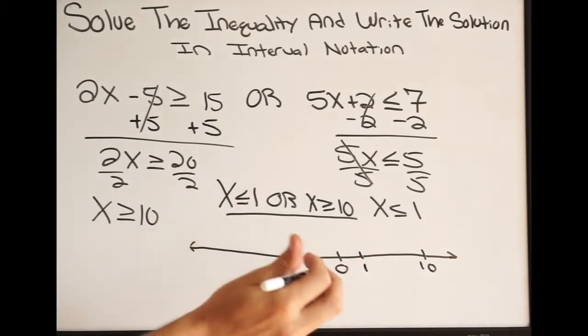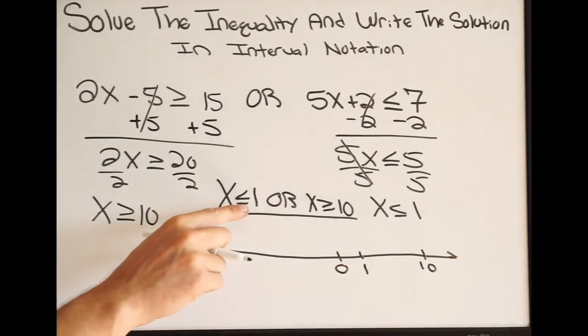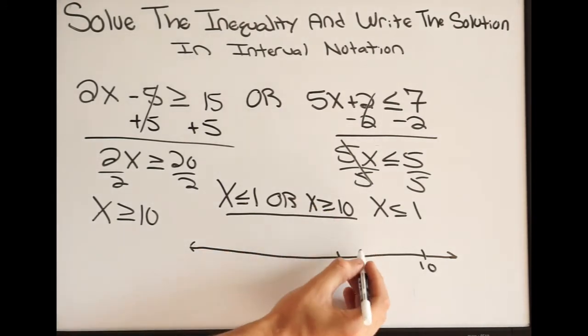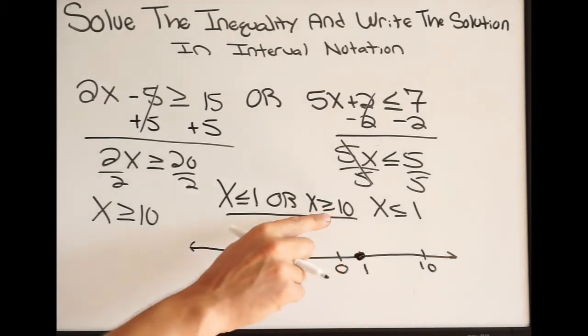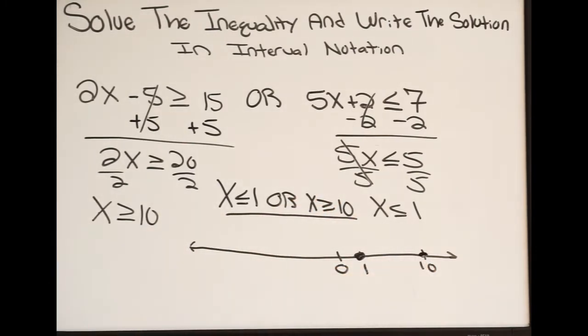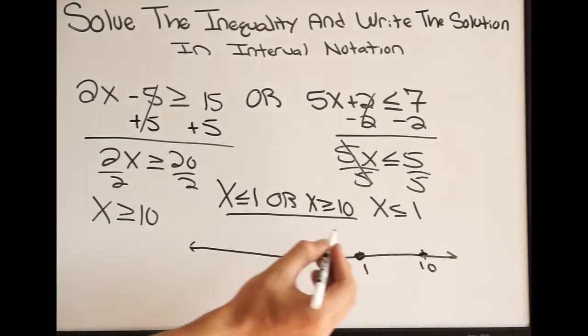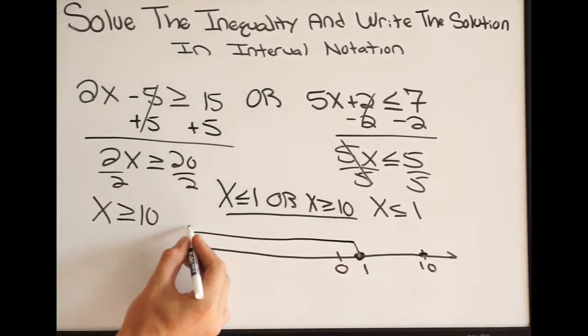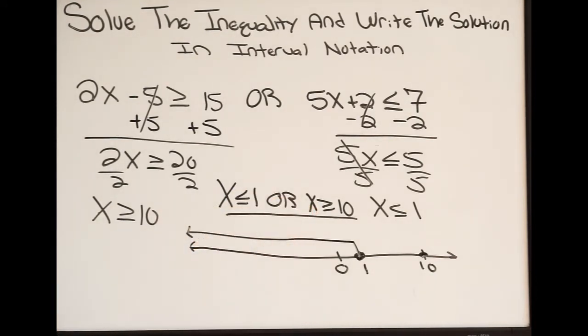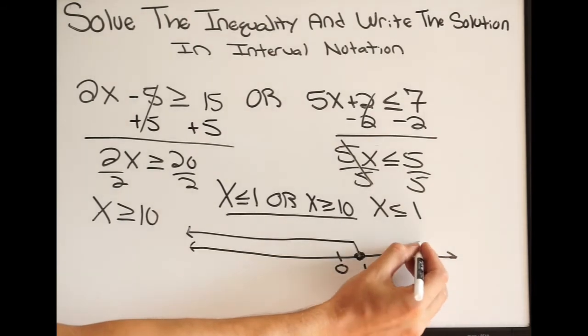Looking at our inequality, it's going to be a closed circle because it's equal to. So we're going to go on 1 and make a closed circle. We're going to go on 10, also make a closed circle because it's equal to. And then we're just going to do our shading. It says x is less than or equal to 1, so that means we're going in this direction. And here, x is greater than or equal to 10, so we're going in this direction.